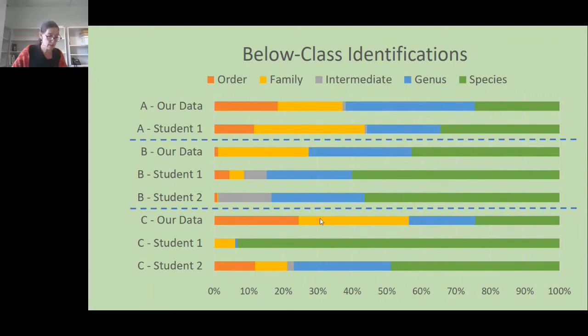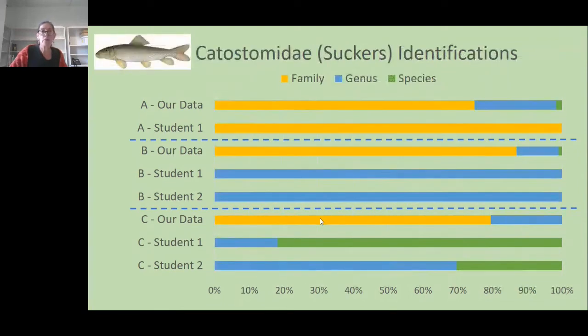We can see this, for example, with the sucker family, where this isn't true for all of the data sets, but for some of them. In our data, in all three, we've got a large proportion that are identified only to family. Whereas in Site B, you have all of them identified to genus, and in Site C, either genus or species.